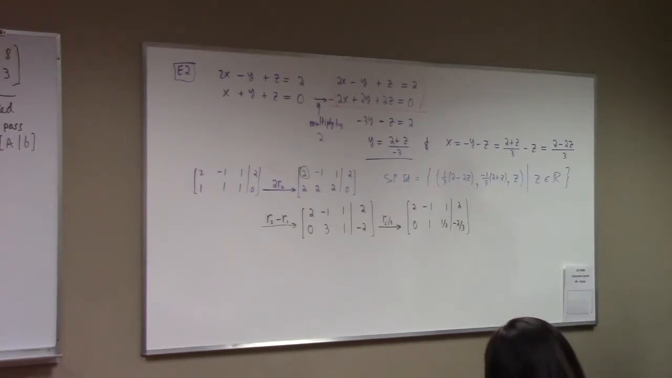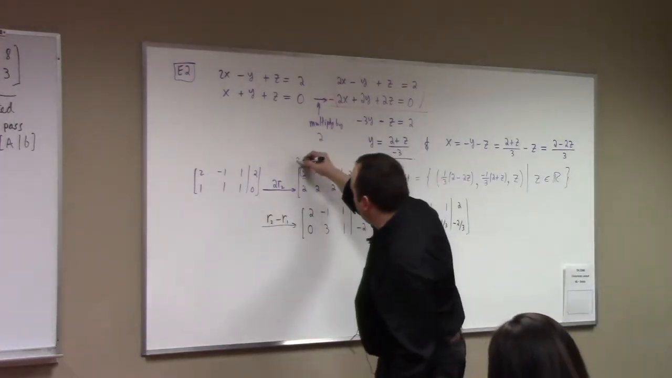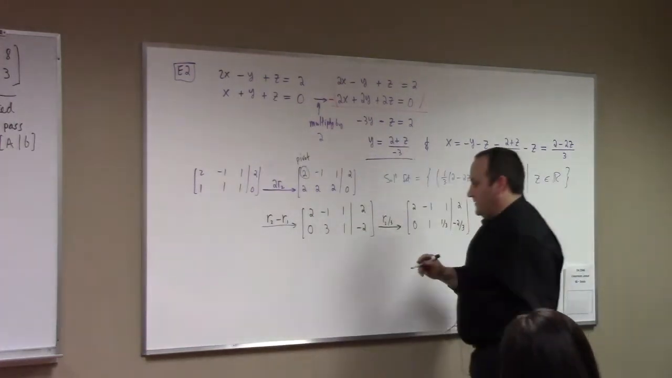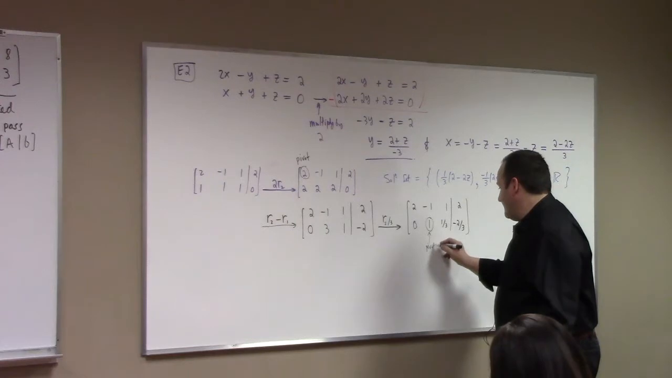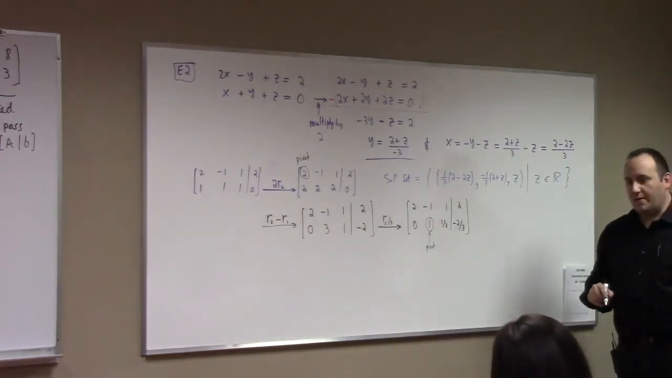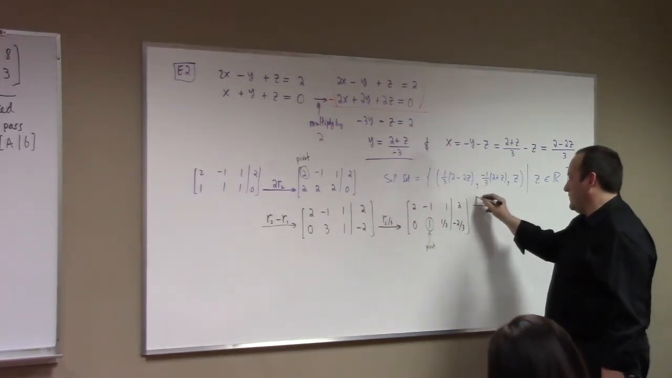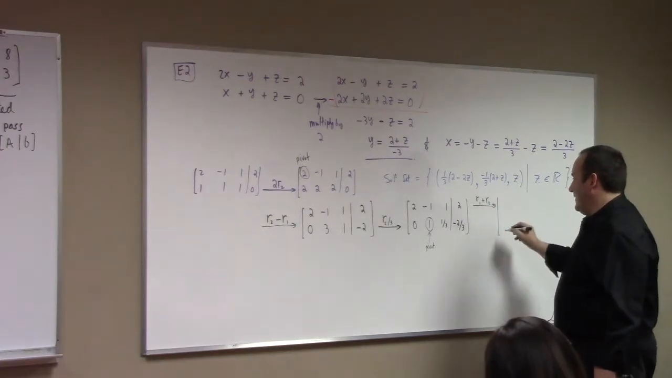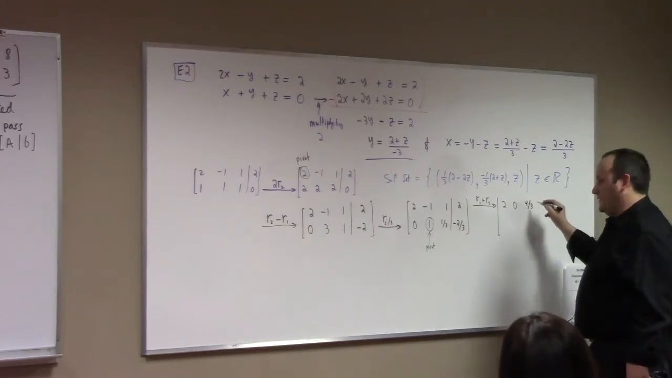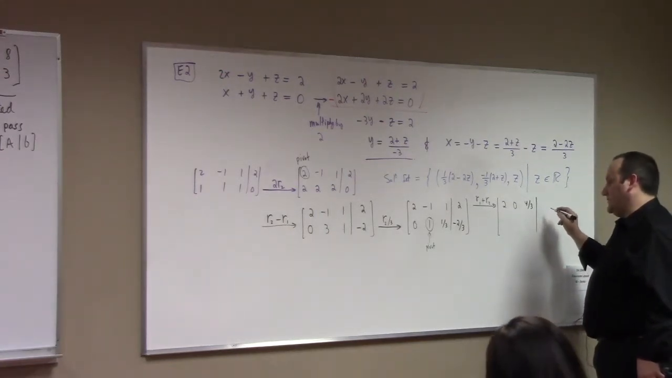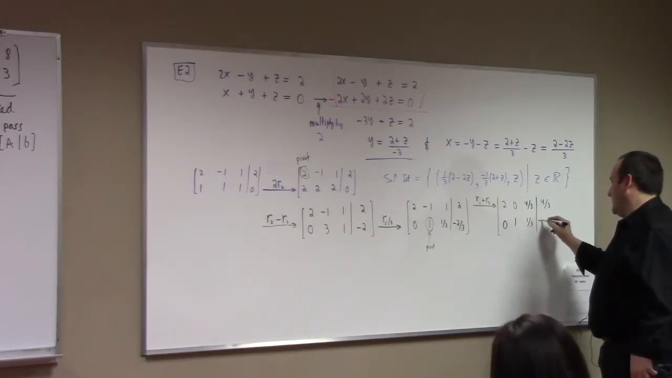So then my next move: at this point, the initial pivot position is the upper 2, and my next pivot is the 1. So I want to get rid of everything above it. What I can do is row 1 plus row 2. That's going to give me 2, 0, 1 plus 1/3 is 4/3, and 2 minus 2/3 is 4/3. And I've got 0, 1, 1/3, minus 2/3.